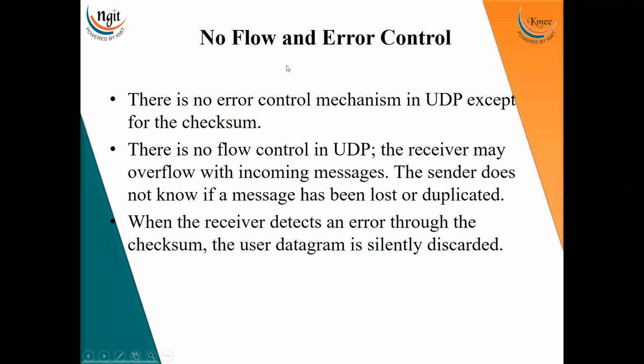The second concept for UDP is that there is no flow control and no error control. There is no error control mechanism in UDP except for the checksum. And there is no flow control in UDP, so the receiver may overflow with the incoming messages. The sender does not know if a message has been lost or duplicated, because there is no proper numbering for each and every packet, and it is a connectionless service. When the receiver detects an error through the checksum, the user datagram is silently discarded.